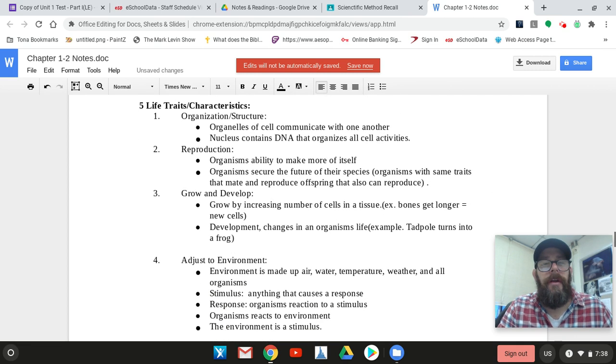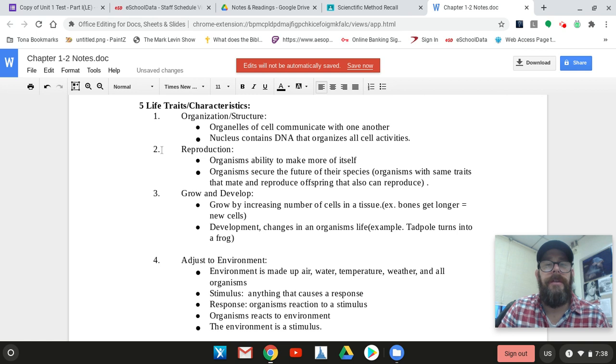So, 5 life traits or characteristics. 1, organization and structure. Organelles of a cell communicate with one another like our organs do. These are just little organs in the cell. We're going to talk more about that when we get to cells. Next, the nucleus contains DNA that organizes all cell activities. So down to the organizational level, we're looking at DNA. It's the blueprint of life, okay?